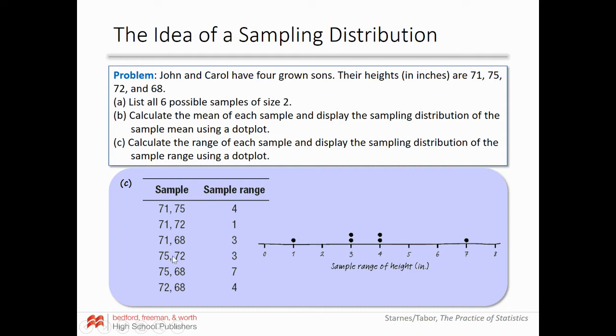So we have 4, 1, 3, 3, 7, 4, and this is it. Again, since this is every possible sample of size 2, it is the sampling distribution of their ranges.